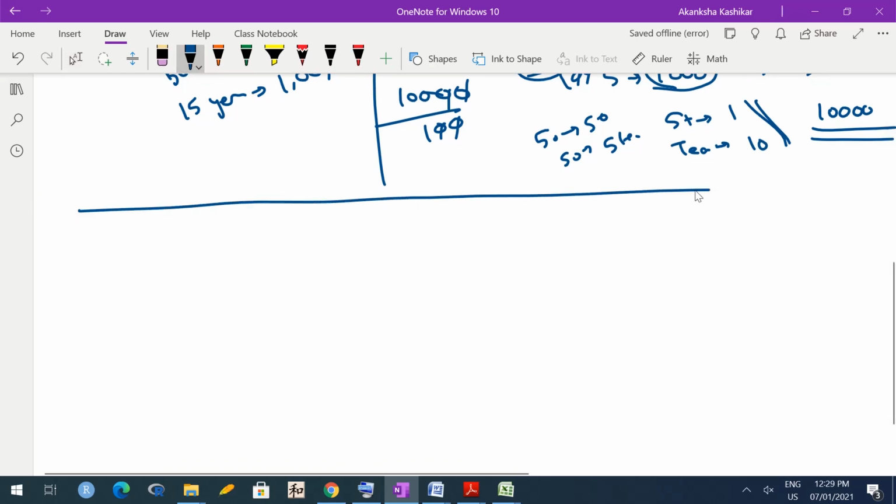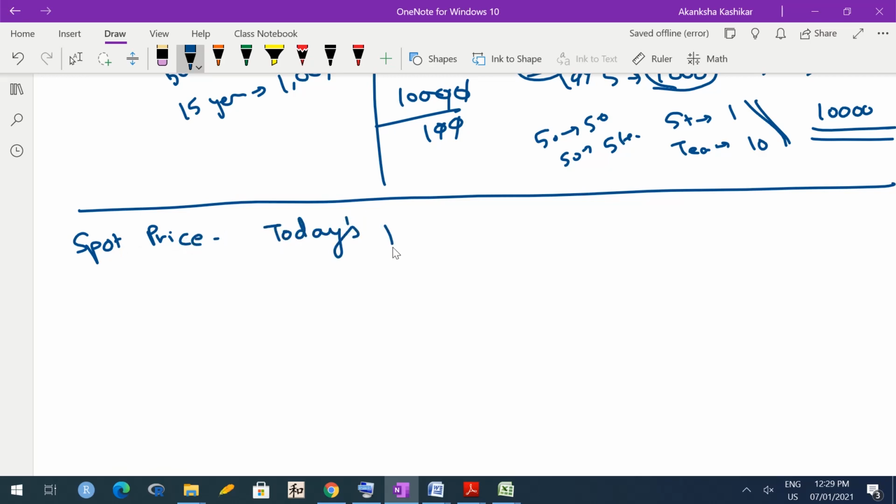Now there are a couple more terms. For example, there is something called spot price. Spot price is the price of something which is effective today. So today's price or immediate price. So if you want to buy a house today, whatever price you will be getting it at becomes a spot price. Or if you want to convert your money to some other currency, whatever the current exchange rate is at this moment today becomes your spot rate. So this is another important word, spot price or spot rate.